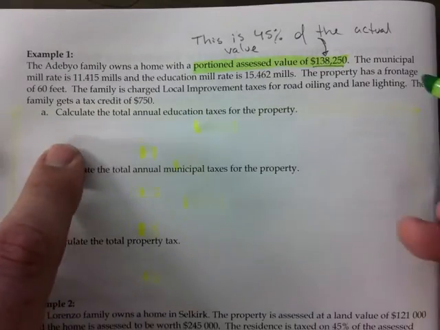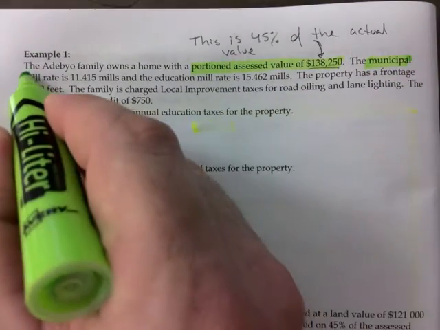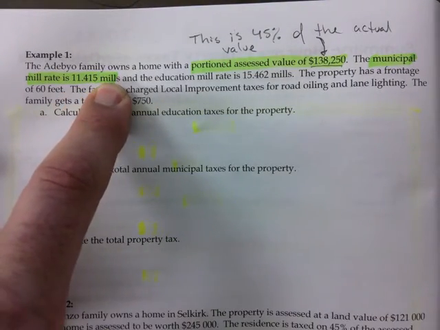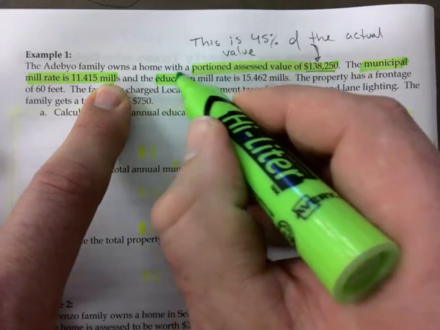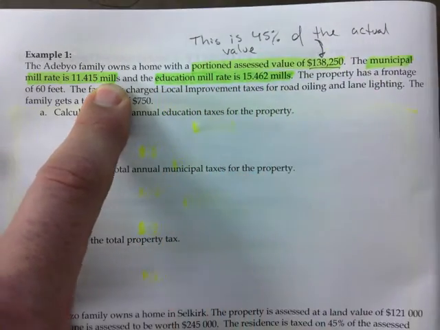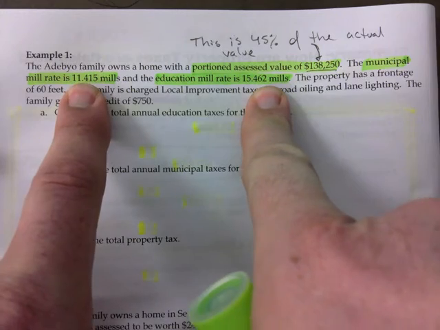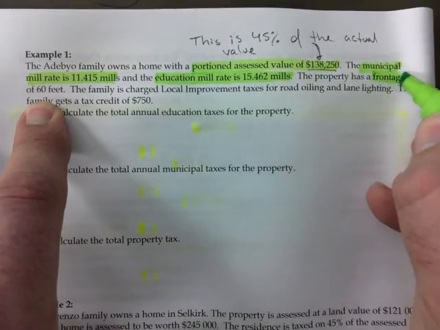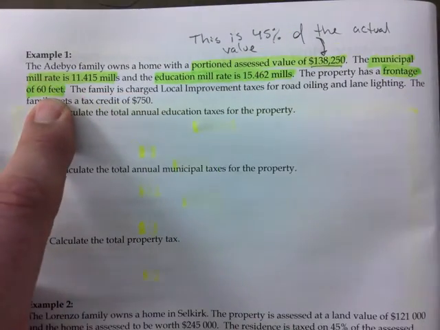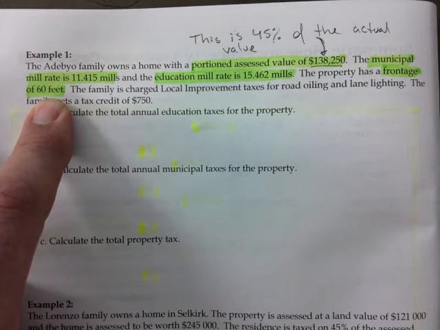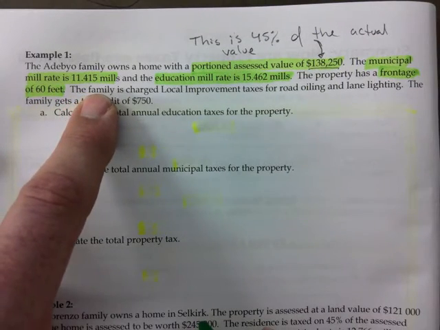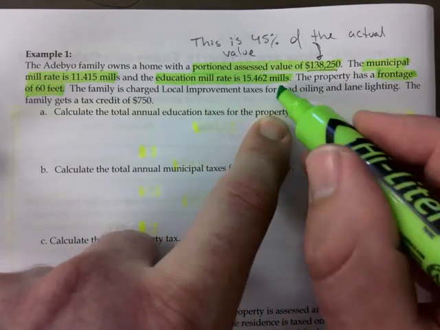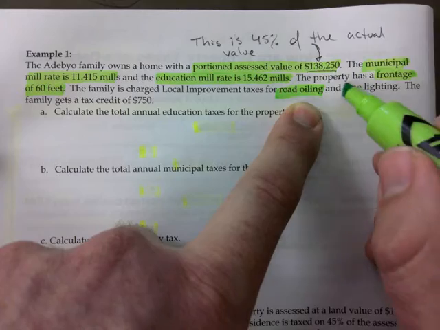The municipal mill rate, watch that. The municipal mill rate is that. Mills, it's always mills, okay? The education mill rate is that. So you've got two different mill rates already going there. The property has a frontage of 60 feet. So it's telling you that this lot, the lot size is 60 feet wide. The family is charged local improvement taxes for road oiling and lane lighting.